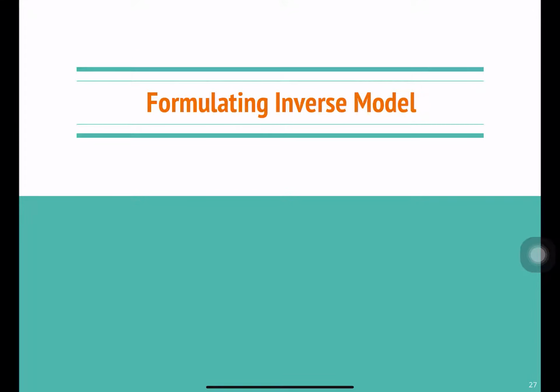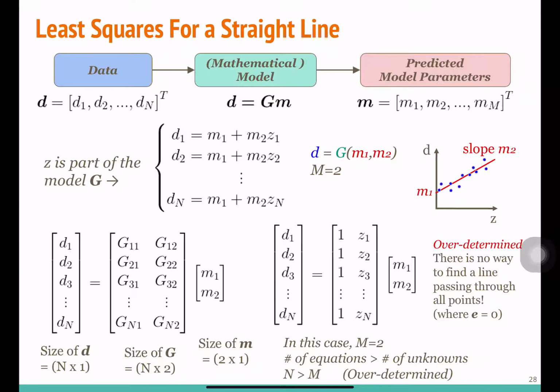Okay, in the last part, I have shown you how we do the mathematical formulation of the inverse modeling, but actually it's not that simple. Let me show you why. So let's go back to the least squares for the straight line problem. We want to find the intercept and the slope, which are the two model parameters in here.